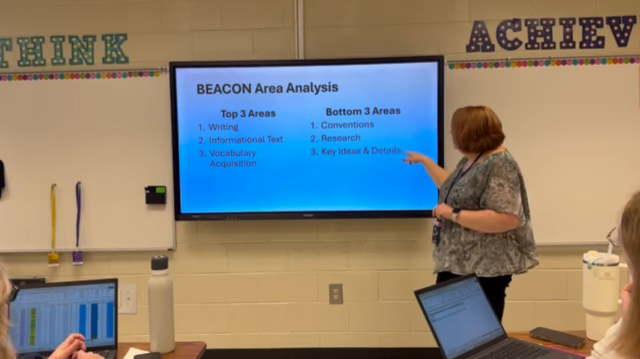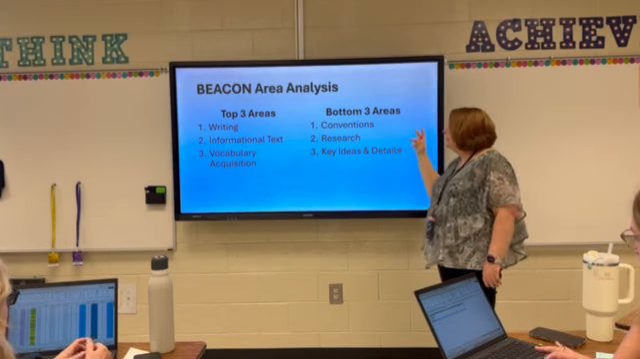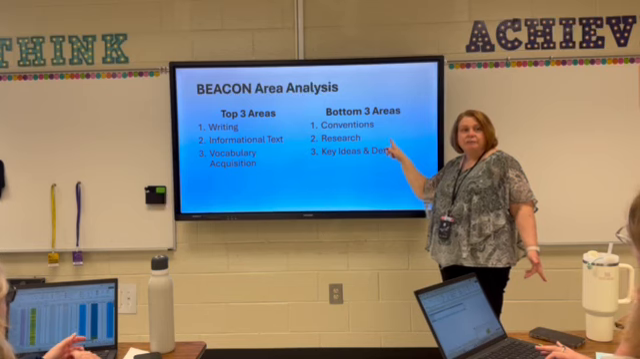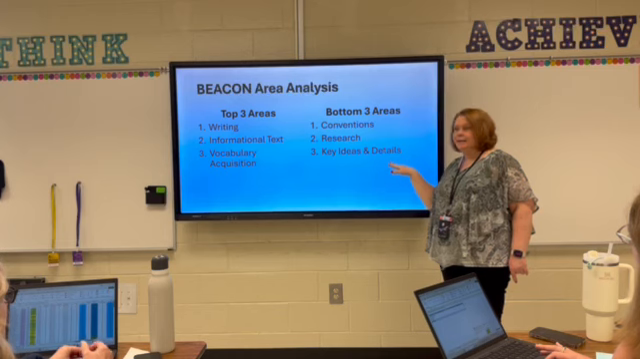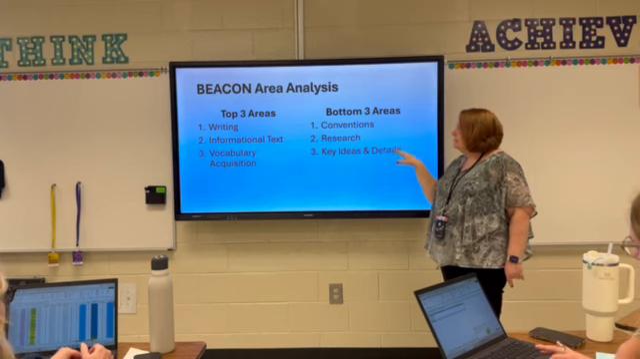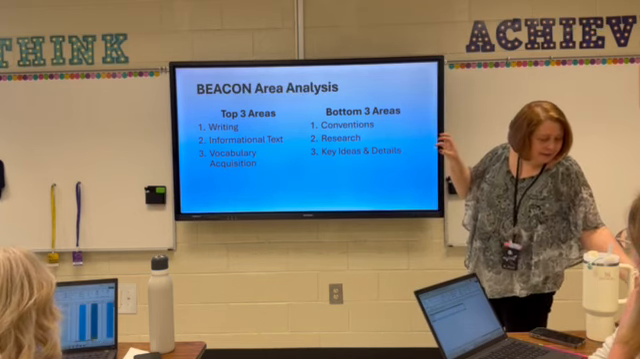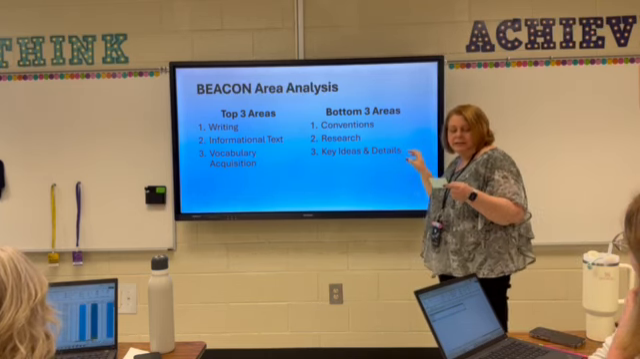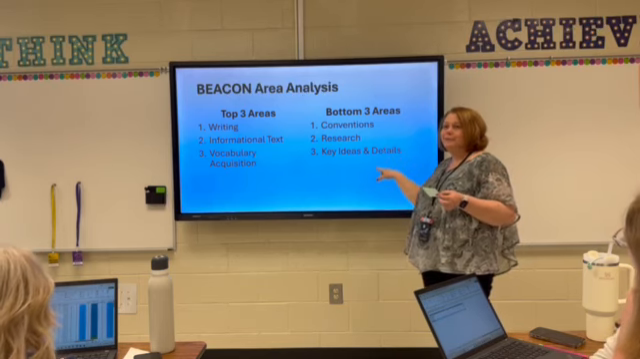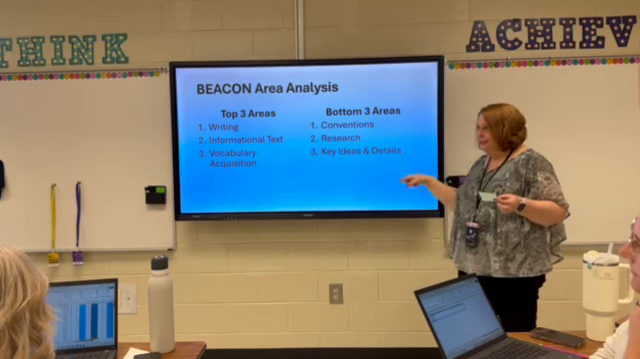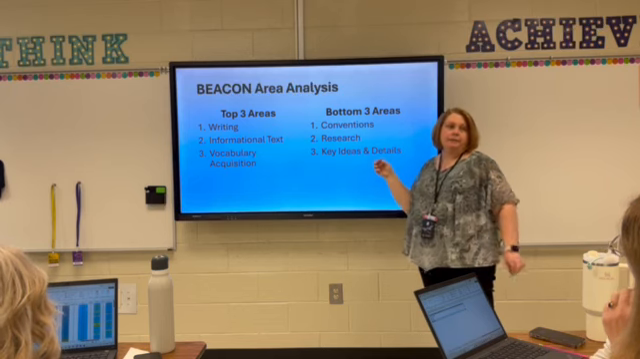And then our bottom 3, the bottom was conventions, and we've known that one since the dawn of time, I think. And then research, not shocked by that one. And then the third was key ideas and details. I was a little surprised by that, because I would think of all of these, we focus on that in most of our day-to-day activities. And then the next lowest one after key ideas was literary text. Maybe because we've had so much informational text, they don't get the literary text. And then it followed by craft and structure and text types and purposes.